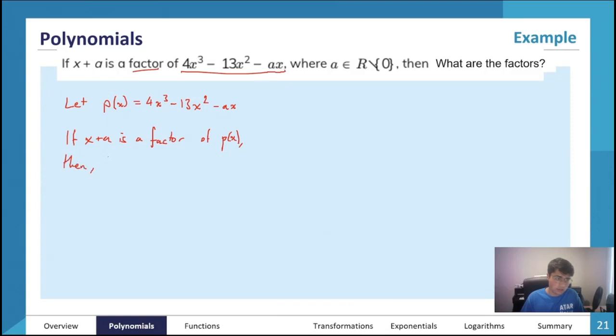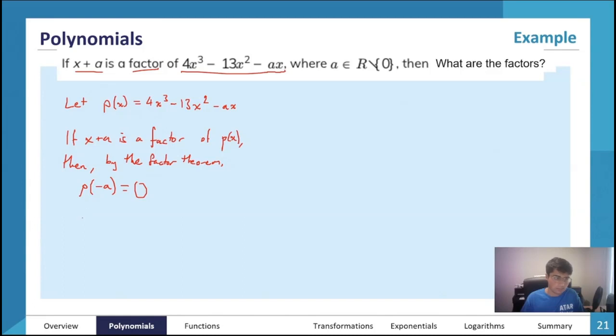then by the factor theorem, p of negative a, because x plus a is our factor, we're taking negative a, must equal 0. I think there's a typo in the question. It should be asking prove that x plus a is a factor of this expression here. So p of a is equal to 0.